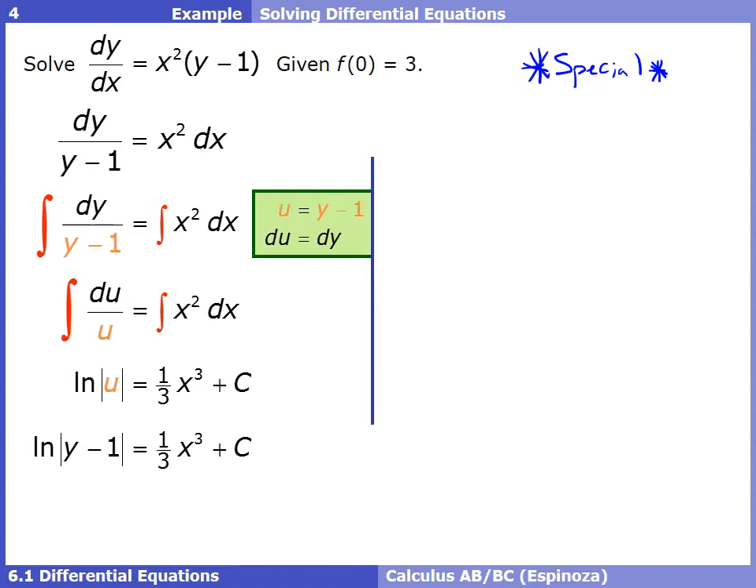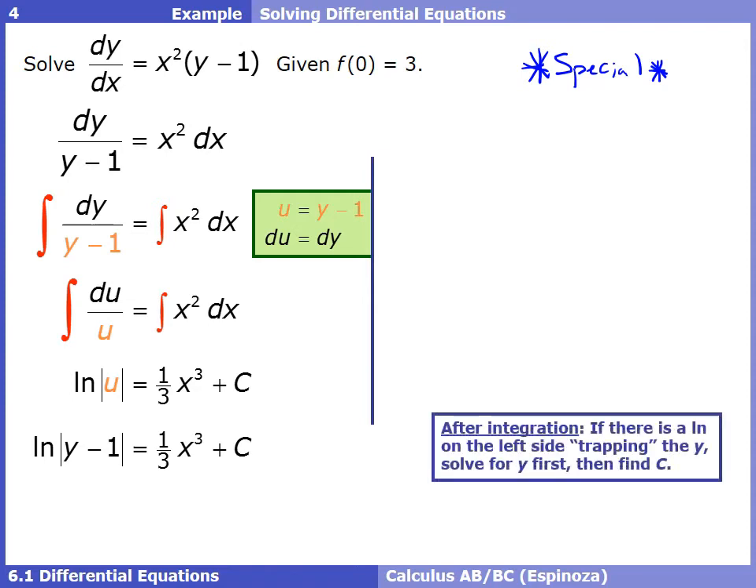Okay, so I mentioned that this is a special problem of sorts. Two reasons, I guess. A, it appears a lot on the AP test, which is important, but B, it's going to require a reversal of steps that you saw from the first few examples, and that's this. If you integrate and you get an ln on the left side that traps the y, you need to first solve for y, then find the plus c. If you think about the first examples we did, we found the plus c at this point, and then maybe solved for y. But in this particular problem, we really need to solve for y and then find that c.